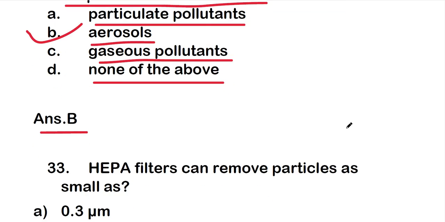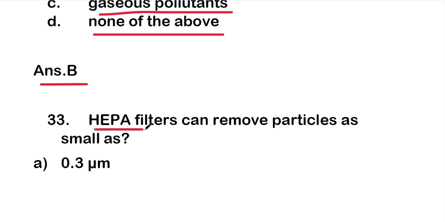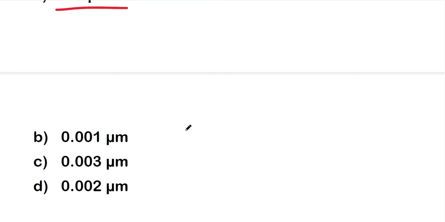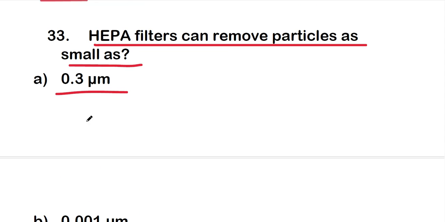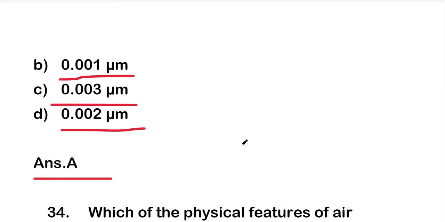Okay, so move on to the next question, that is, HEPA filters can remove particles as small as 0.3 micrometer, or 0.001 micrometer, 0.003 micrometer, or 0.002 micrometer. And the right answer is option A, that is 0.3 micrometer. So HEPA filter can remove particles as small as 0.3 micrometer.